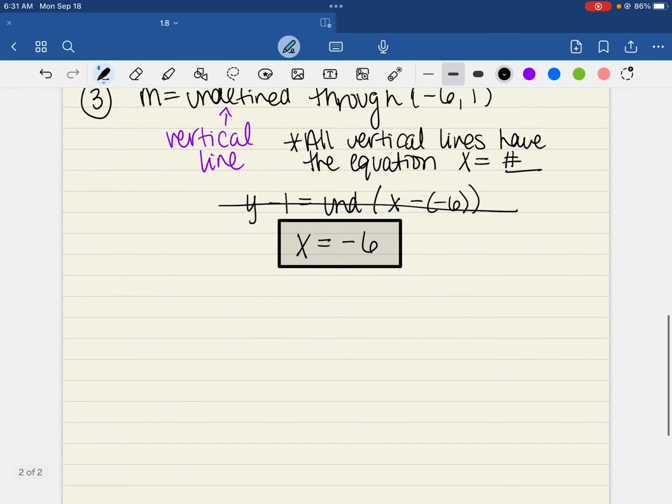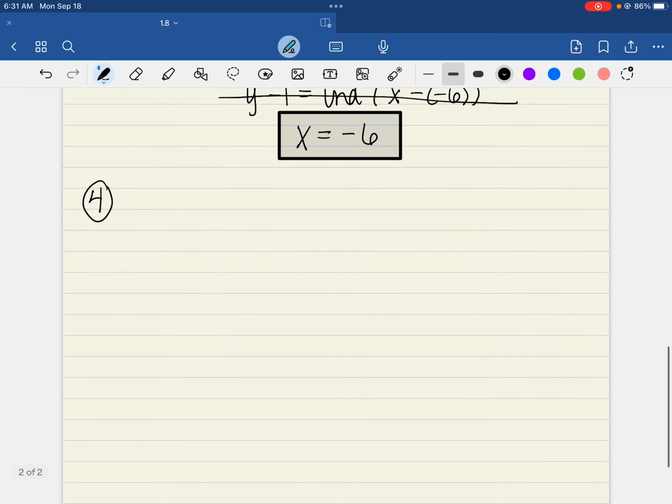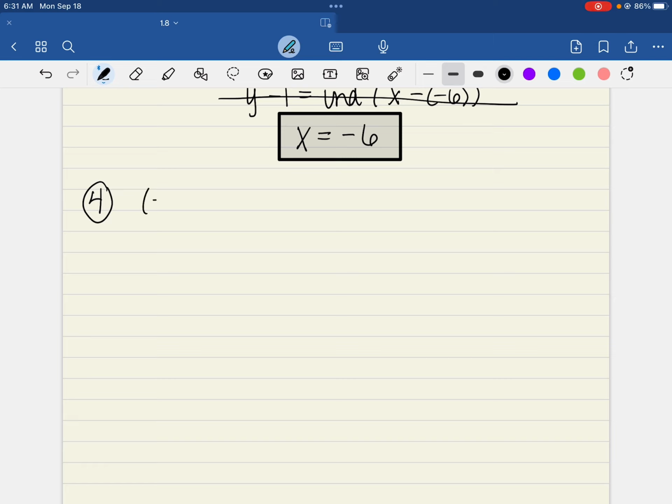Okay, number 4. Again, please try it before moving on. Number 4, we're given 2 pieces of information, -2, 5, and -6, -4. Now, when we are not provided with slope, we are going to have to find slope. So go ahead and find slope using the skills we learned in the last lesson, and then proceed with your equation.